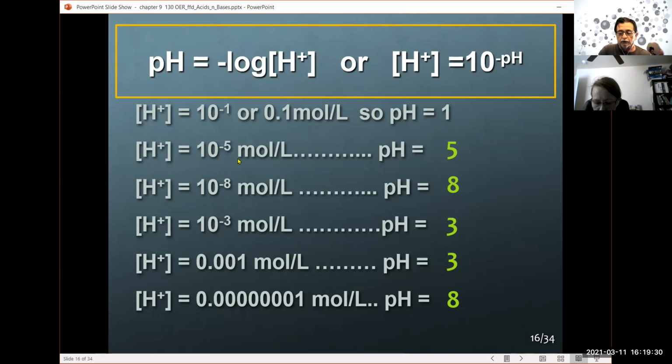You can also see, I hope, that as you decrease the concentration of the proton, as you decrease the acid concentration, the pH goes up and goes up into an alkaline range. The scale is from 0 to 14, with 7 being neutral. Anything less than 7 is considered acidic. Anything greater than 7 is considered basic.